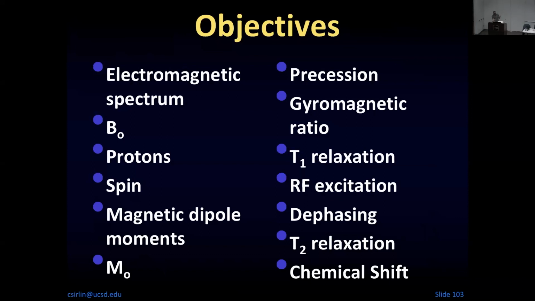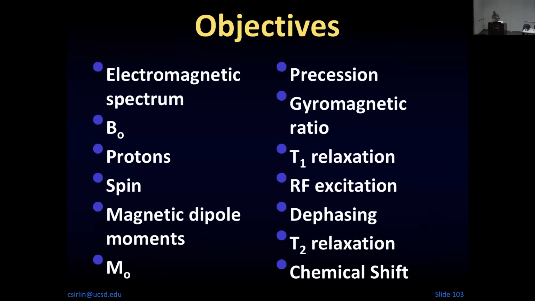M naught is so tiny compared to B naught that we can't see it. In order to see it, we need to tip it into the XY plane. To tip it into the XY plane, we apply a radio frequency excitation at the Larmor frequency of the proton we're interested in seeing, which in clinical MRI in the year 2018 is usually hydrogen protons in water and fat.